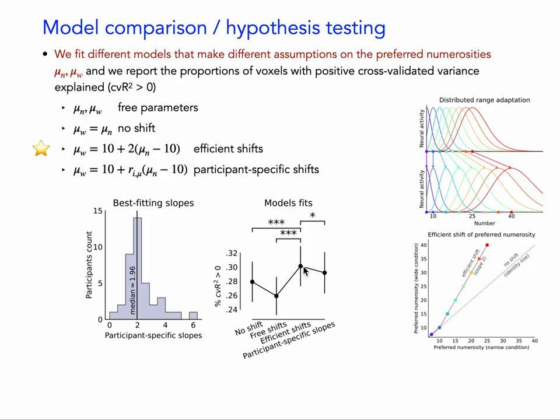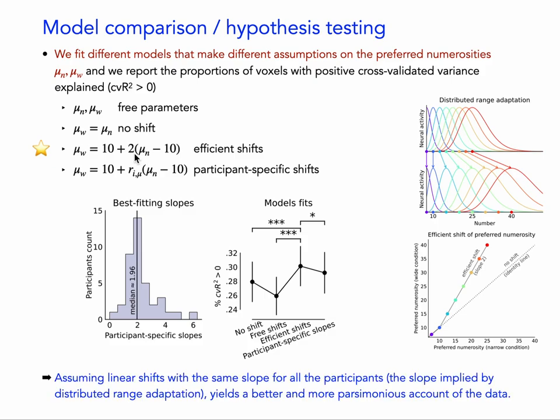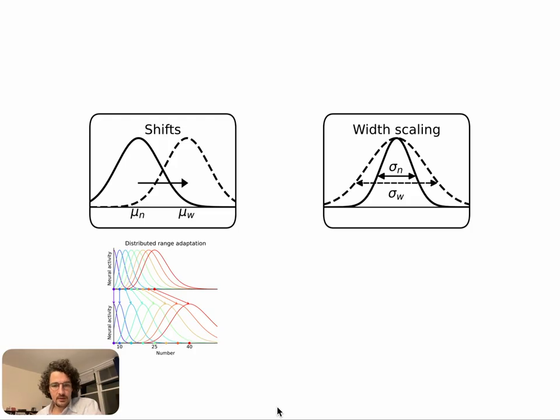And in fact, in terms of cross-validated fit, it is simpler and better to simply assume that all the subjects follow the model of efficient shift, with a linear shift with a slope of 2. So assuming this linear shift with the same slope for all the participants, and precisely the slope implied by distributed range adaptation, yields a better and more parsimonious account of the data. Okay, so this was about the shift of the preferred numerosity.